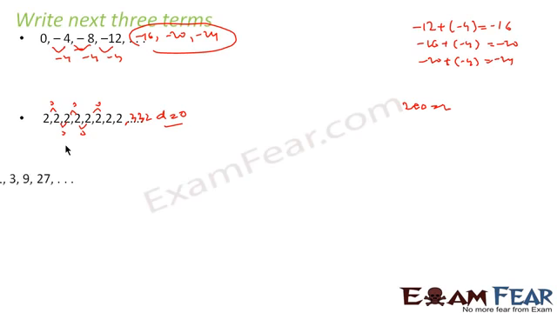One more example. Here the difference is 2. Here the difference is 6. And here the difference is 18. The difference is not constant. So it is not an AP.